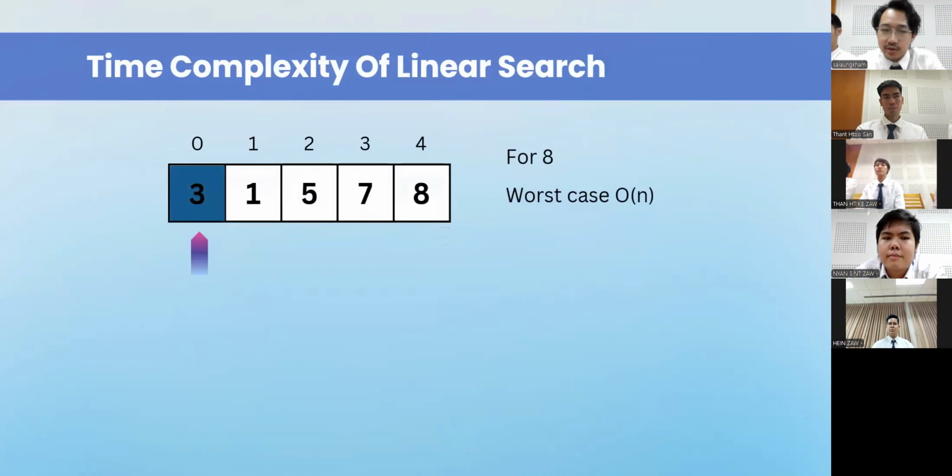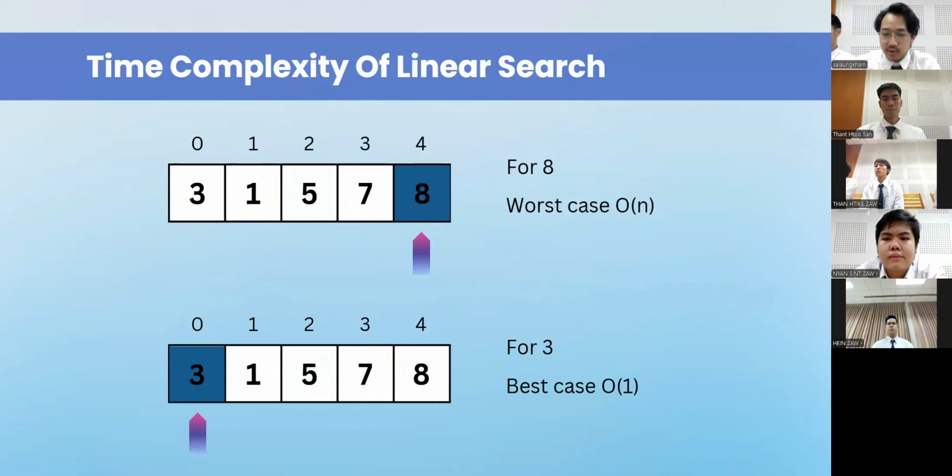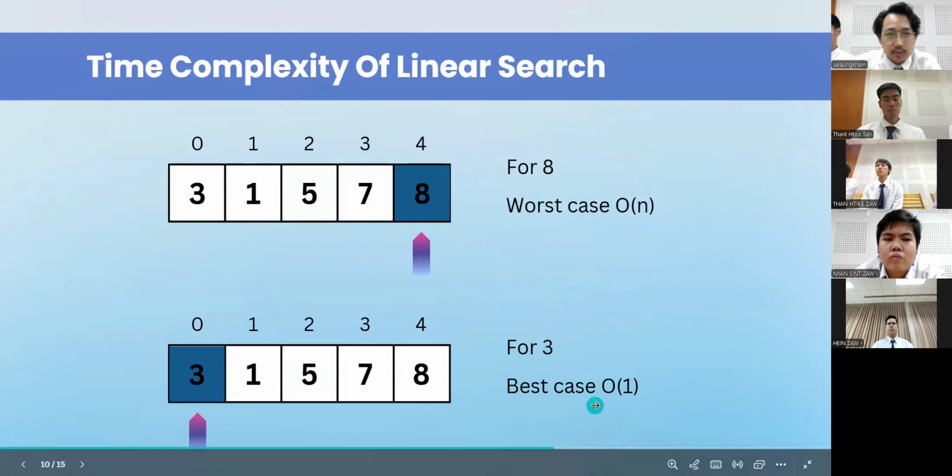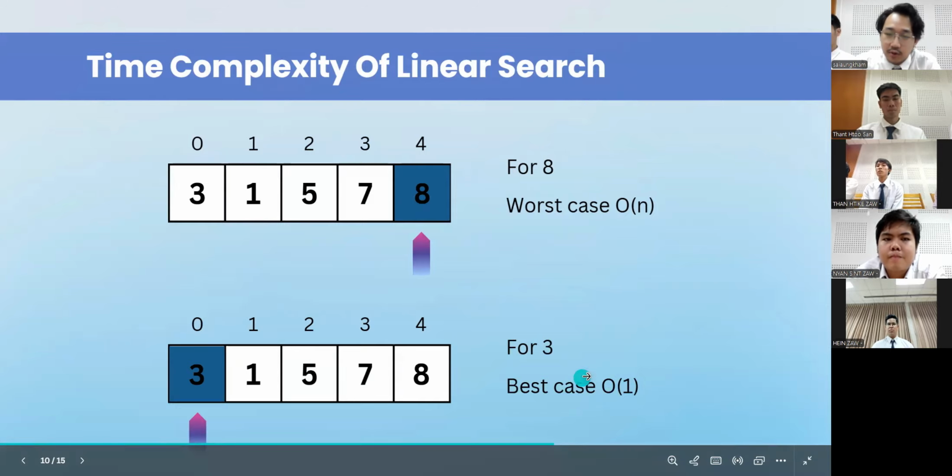So, the time complexity of linear search. The time complexity of linear search is O of n, meaning the search time grows linearly with the size of the input. In the worst case scenario, the target element is either not present in the list or, in this case, is at the end of the list, requiring the algorithm to compare the target with every element in the list. On the other hand, the best case scenario is when the element is found at the first position, resulting in a time complexity of O of 1.